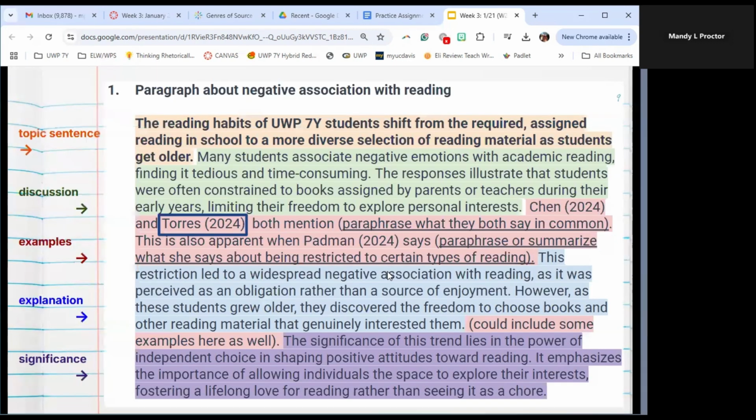Okay. So if we go back to this sample paragraph, I've highlighted the topic sentence. And the topic sentence for this sample paragraph, which is about the negative association with reading, says the reading habits of UWP 7 students shift from required assigned reading to a more diverse selection of reading material as students get older, right? So we know that this paragraph is going to be about that shift, right?